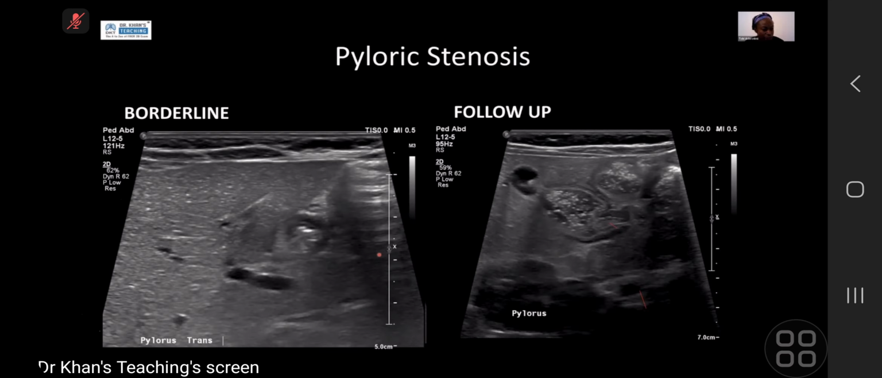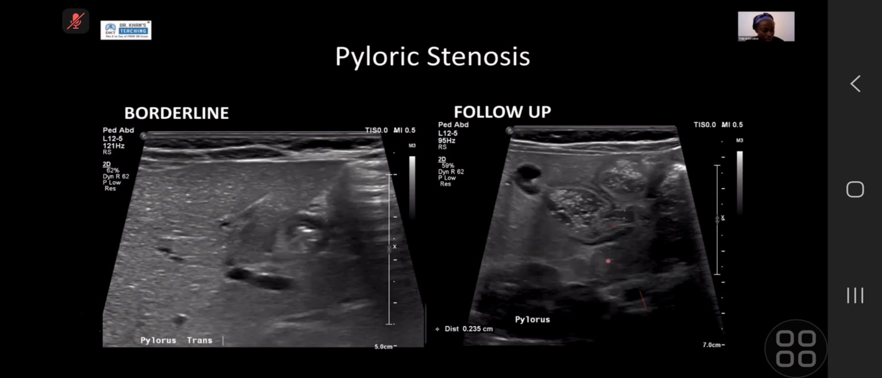So I scanned them a few days later, I think it was 2 days later, because they were clinically stable, and you can see that the muscle wall thickness is actually normal. And what we were seeing on the initial ultrasound was just due to pylorospasm, and I saw it open on the follow-up ultrasound.